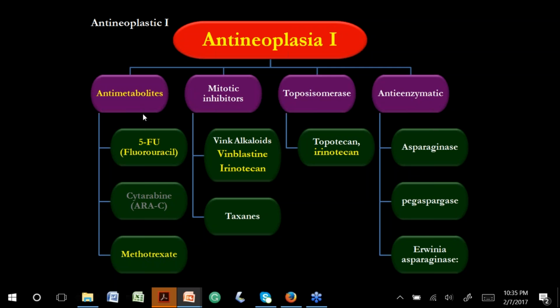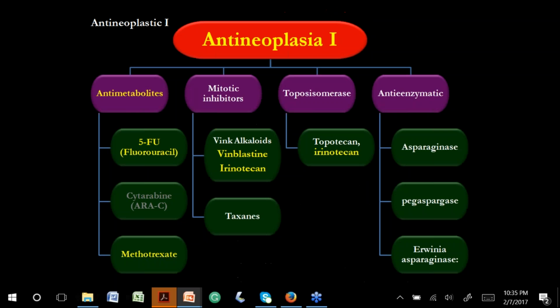Folic acid, remember, participates in and promotes cell division. So we are going to give antimetabolites, that means antifolates, that are going to decrease the divisions of the cell. And here, I just put it in yellow, are the 1, 2, 3, 4, 5 medications that are high yield for NCLEX. We have the 5-FU fluorouracil, the methotrexate, the vinblastine, the irinotecan, and the topotecan here.